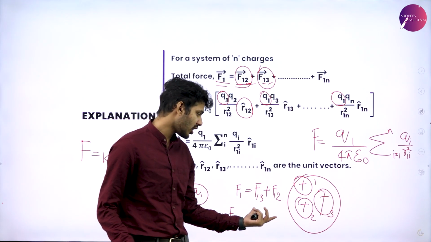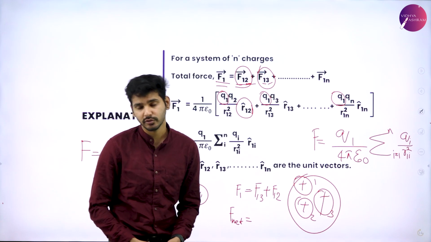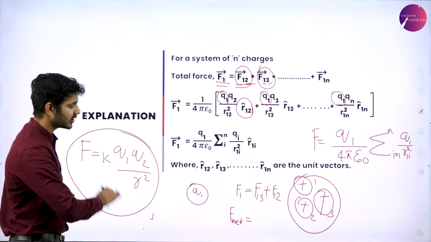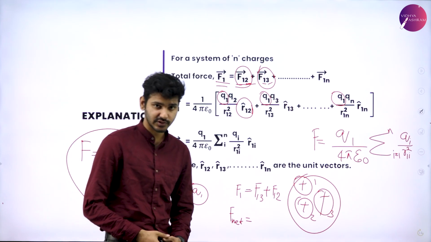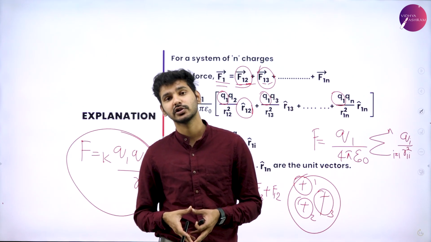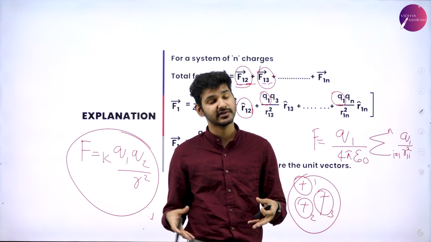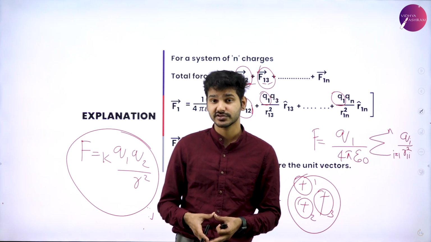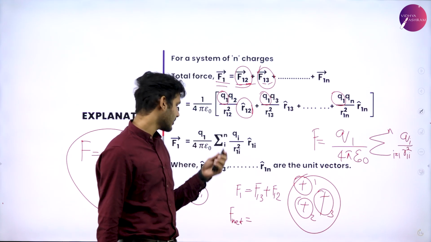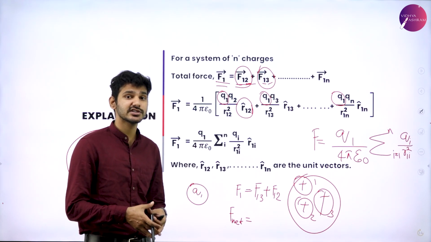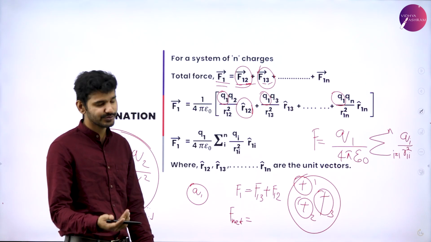So we already know the equation for force that Coulomb found out, and that is Coulomb's law, which is given by Q1 Q2 divided by R square. We'll study what Coulomb's law is, how the directions are affected, and how different charges are responsible for such things in the coming classes. But for now, this is how we calculate the force on a charge due to a system of charges. I hope this is clear.